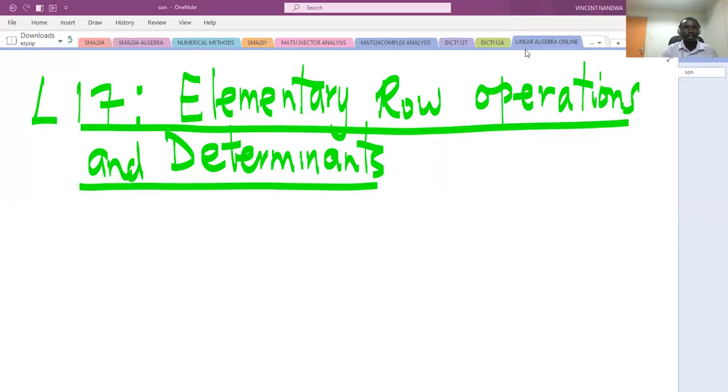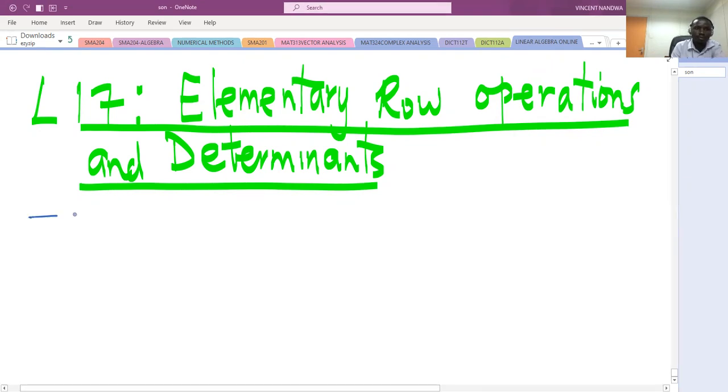So welcome to this class. In this short video, we're going to discuss elementary operations and determinants. So we'll start by giving some properties of operations and how they relate to evaluation of determinants, and then do an example to illustrate how you use row operations to find the determinant of a 3x3 matrix.